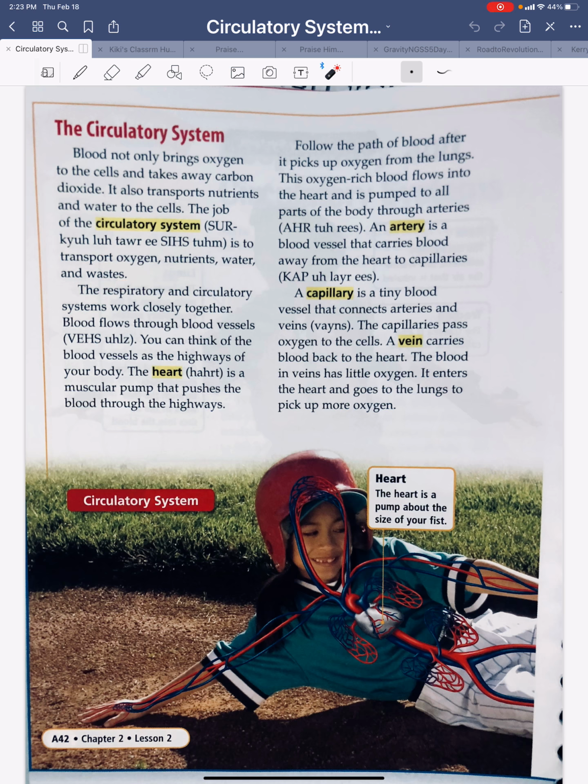The respiratory and circulatory systems work closely together, and we'll learn more about the respiratory system next week. Blood flows through your vessels. You can think of the blood vessels as the highways of your body. The heart is a muscular pump that pushes the blood through the highways.